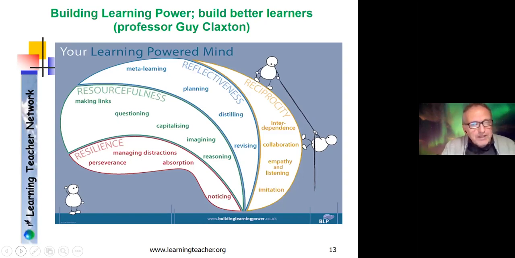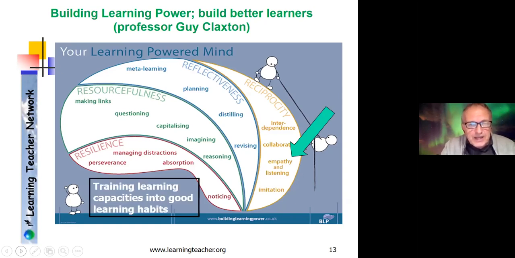So there are 4 areas. Resilience has to do with the emotional part of learning. So it's about being ready and willing and able to lock on to learning. Resourcefulness is more being ready, willing, and able to learn in different ways, the cognitive part. Reflectiveness is more the strategic way of learning. And reciprocity is being ready, willing, and able to learn alone and with others. And this last part, I will tell some more about and give you some examples from the schools who are building learning power as a school development in their schools.